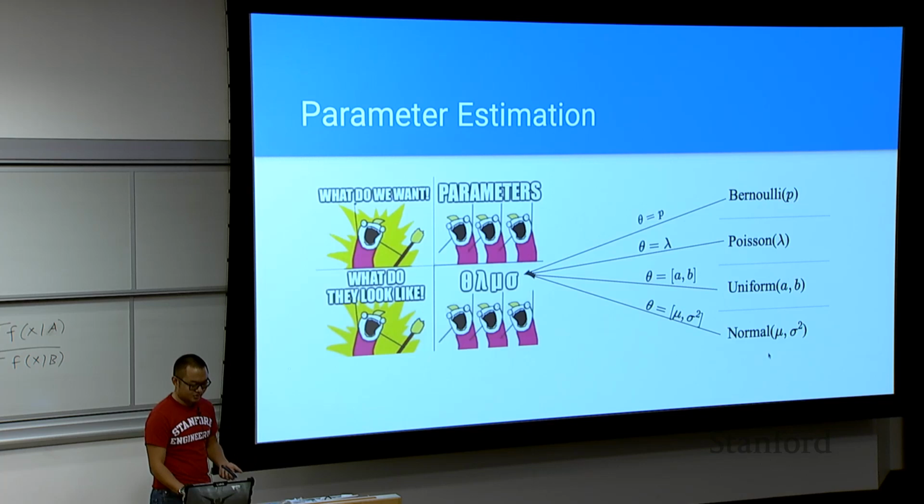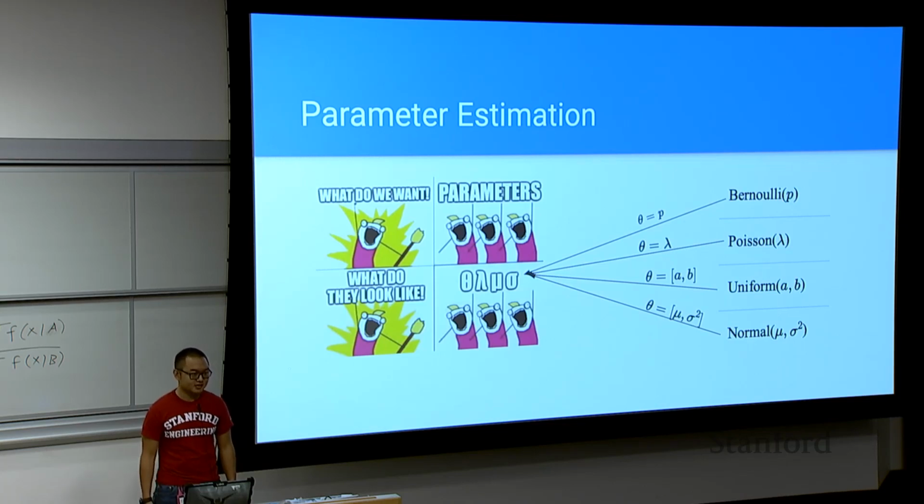If you have a normal, you're going to have mu and sigma squared, right? So questions like, okay, why is theta the only one that's left isolated here? It's because conventionally, the first Greek letter we think of whenever we think of parameters is theta, probably because it's easier to write. So yeah, this is parameter estimation.